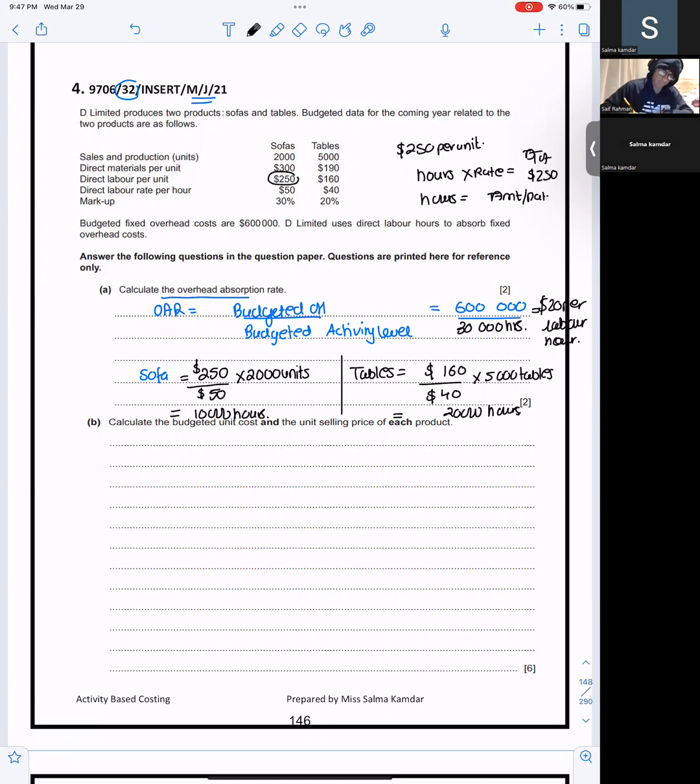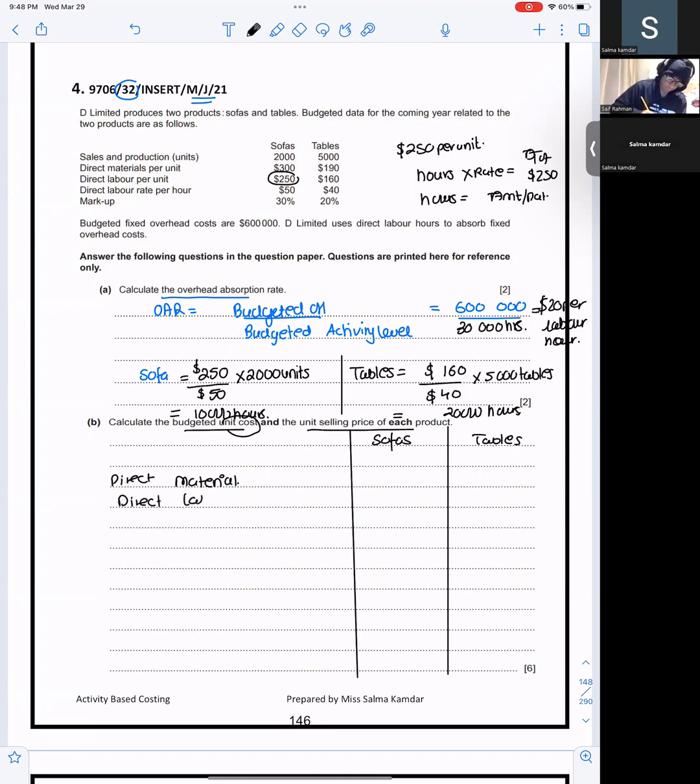Now I have to calculate the budgeted unit cost and unit selling price. How will I do? We'll do direct material, direct labor, and budget overhead. We'll add them and we'll get the unit cost. We'll find production cost, then we'll add the markup and get the selling price. So put all the unit cost: direct material, direct labor, factory overhead.